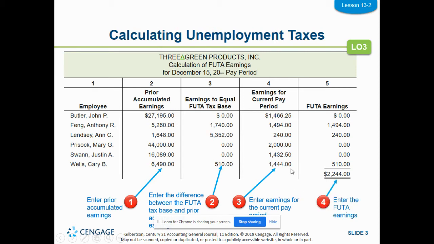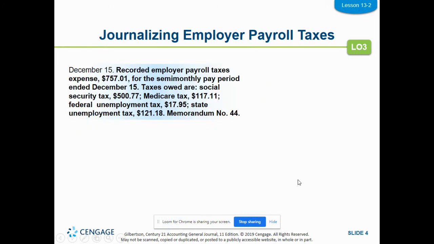So you basically are taking 7,000 minus whatever their accumulated earnings were, and that's how much more they have to pay taxes on. Now, had his paycheck only been $500, then he would still have $10 in the next pay period. And if you look up here, Mary's already made $44,000. So there's no federal unemployment tax being paid on her earnings because she's already passed that 7,000. And that's how that works with the tax base.